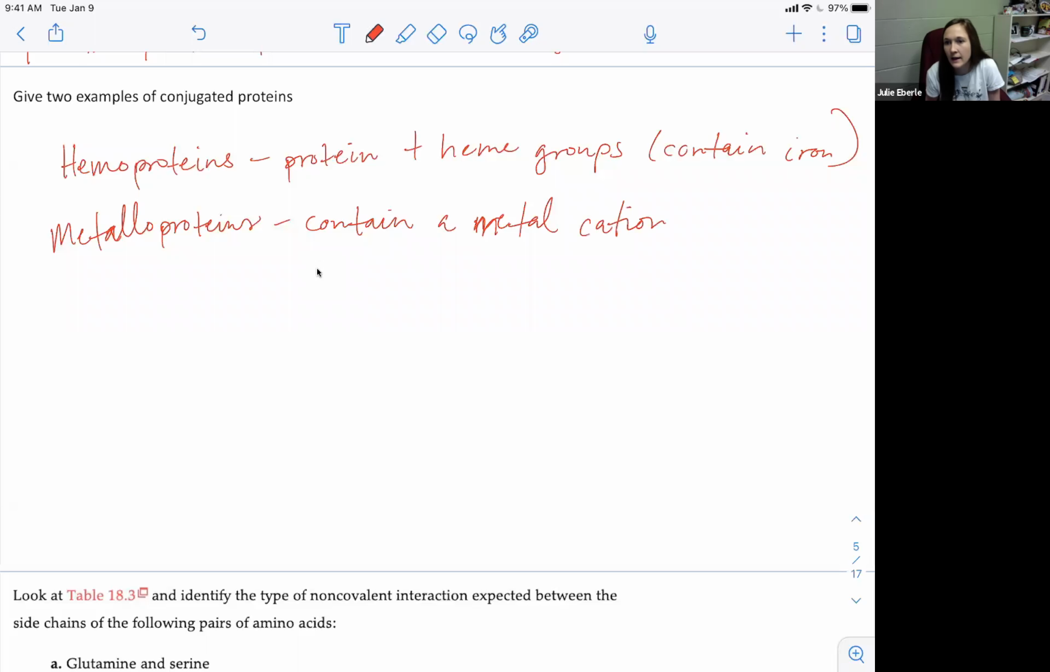Contain a metal cation. So in the electron transport chain, cytochrome C is a great example of this because it contains the iron, iron +3 that is reduced to +2 when it's passing electrons. But that's an example we talked about in electron transport of a metalloprotein.